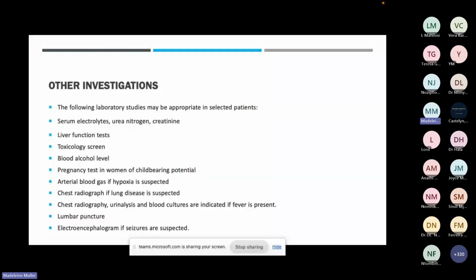Other investigations as well. The following laboratory studies may be appropriate in selected patients. So your CUSP, liver function test, toxicology screen, blood alcohol levels, a pregnancy test in women of childbearing potential, an ABG, chest radiograph, as well as urine analysis and blood pressure, blood cultures if fever is present, an LP, as well as an EEG in the case of suspected seizures.